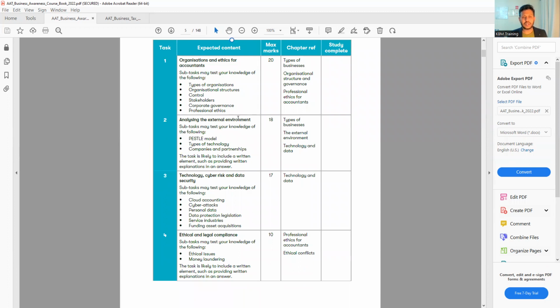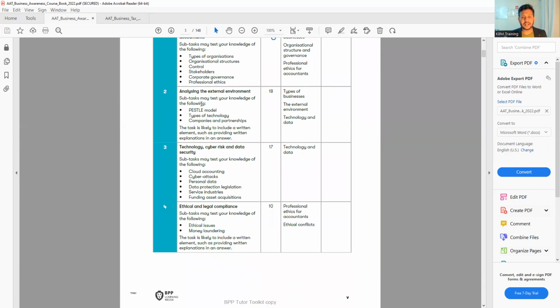The first question will ask about organization and ethics for an accountant. We're expecting 20 marks from this question. And the chapter will cover business types, organizational structure, and professional ethics for an accountant. Number 2, we'll have analysis of the external environment for the business. We have PESTLE analysis and companies and partnership that will cover 18 marks.